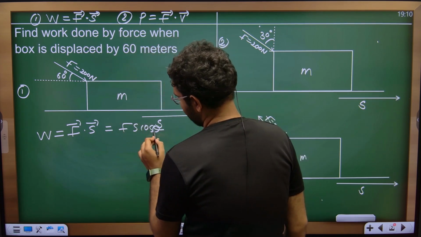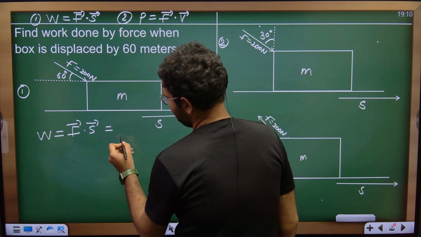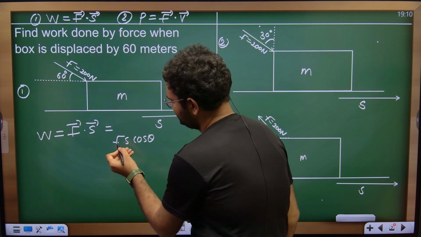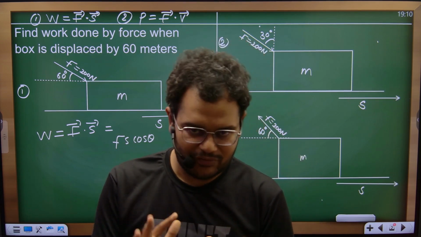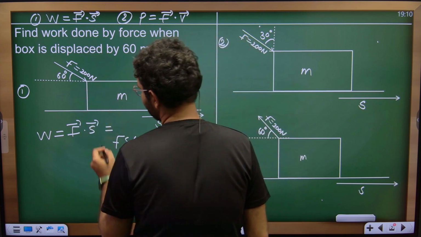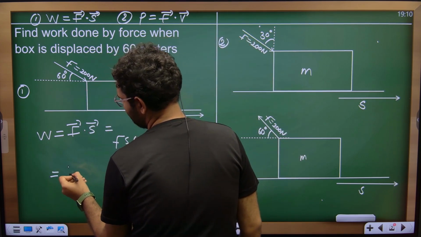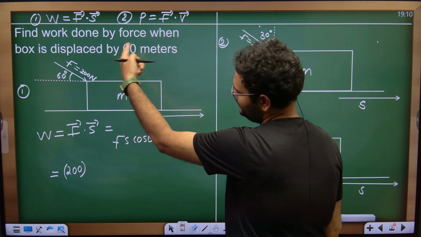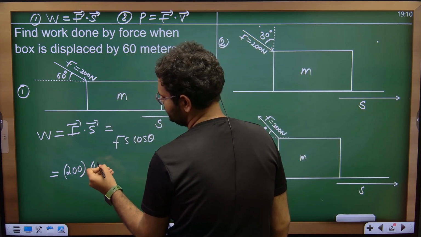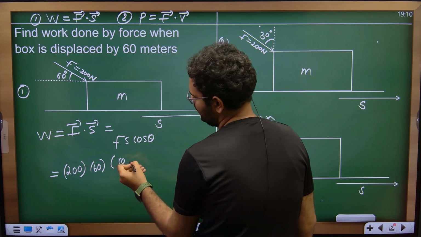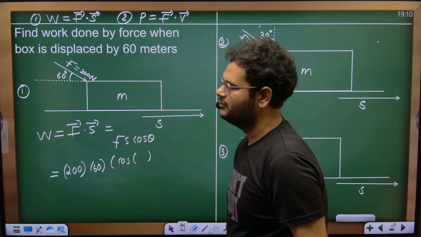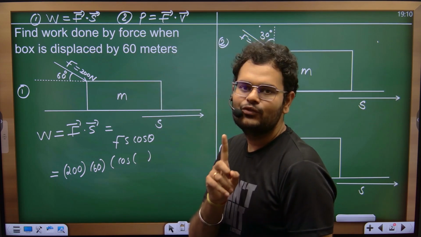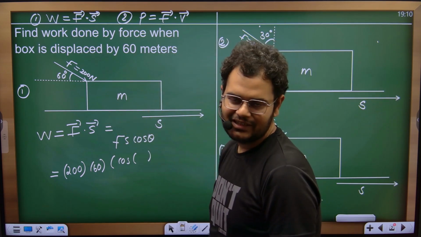Fine, let us write it here. So it is Fs cos theta. Simply if I am writing Fs, that means what? Magnitude of F and magnitude of S, right? Now you tell me, what is magnitude of force? Magnitude of force is, sir, 200. Can you see this 200? Yes, sir. What is magnitude of displacement? It is given to you, 60. So I will write 60. Cos. What is angle between force and displacement? Can you tell? What is angle between force and displacement? So angle between force and displacement is how much? 60 degree. Yes or no?